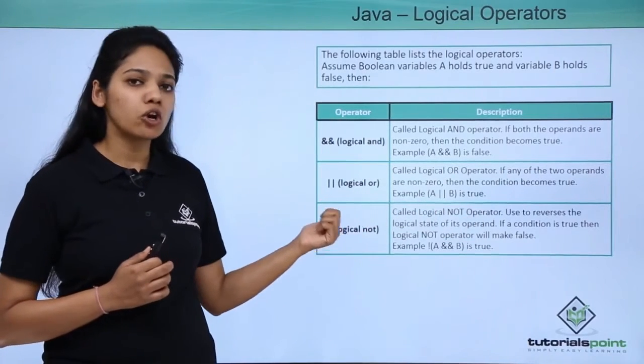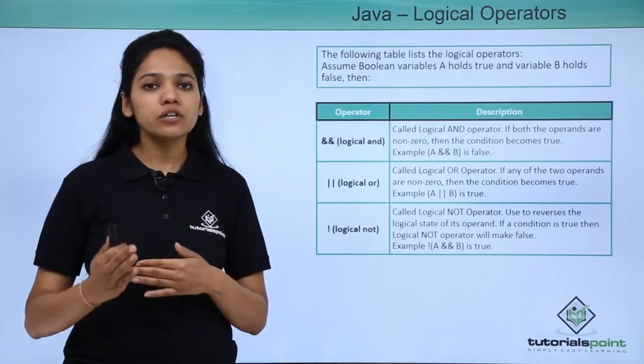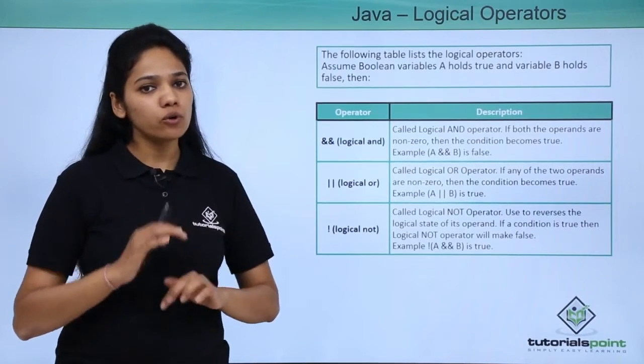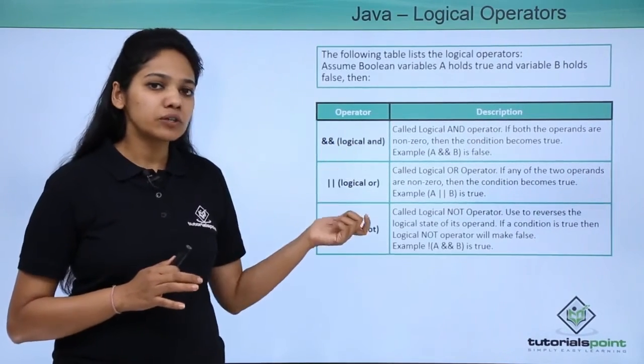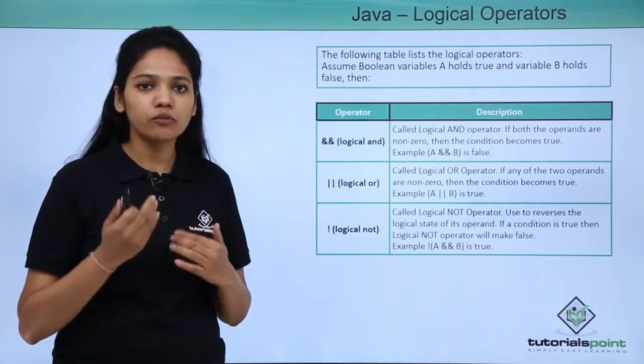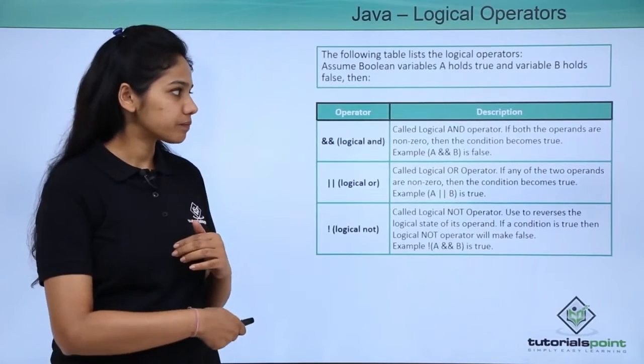The next one is the logical NOT operator. The logical NOT operator is nothing but it reverses the value of your operand. If A is equal to true, the logical NOT operator will reverse the value of A to false.